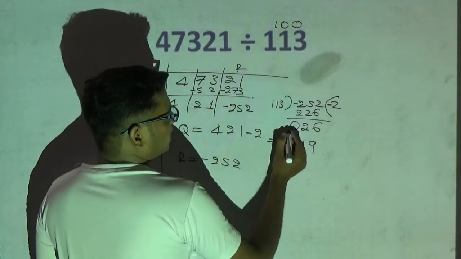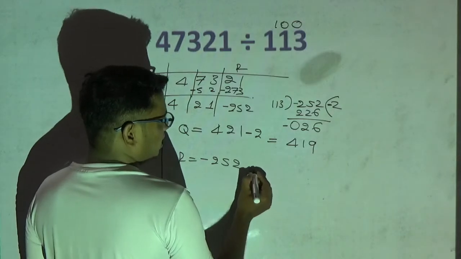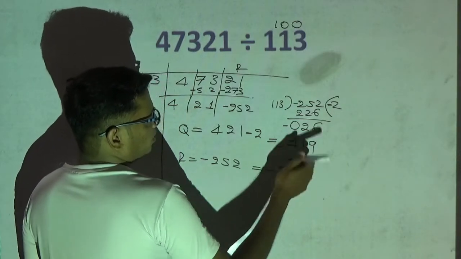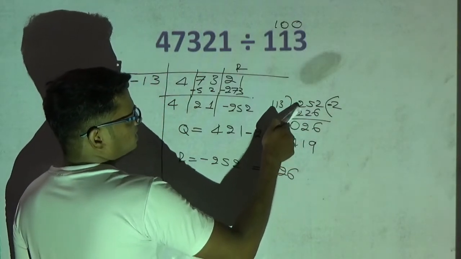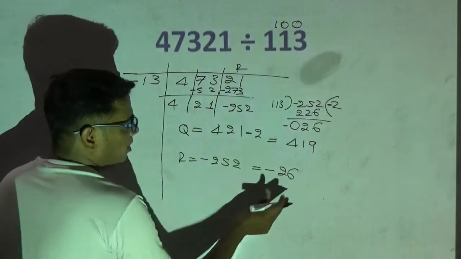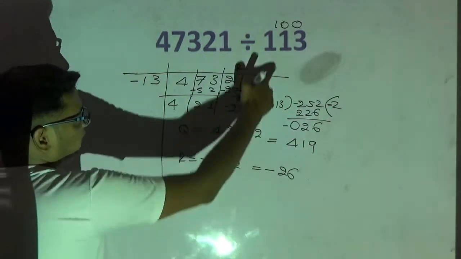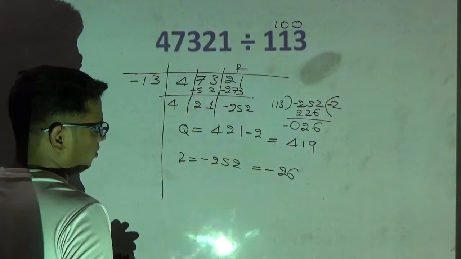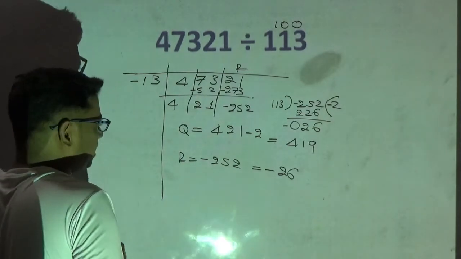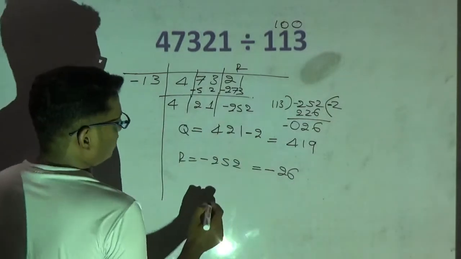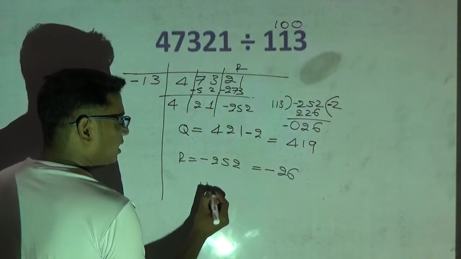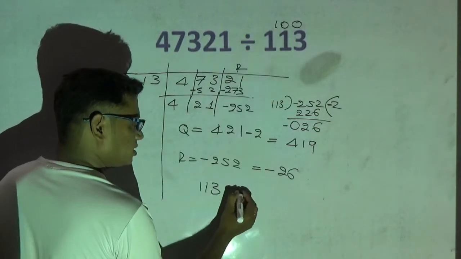Okay. So the final remainder I got is minus 26. See here, minus 252. If I subtract 226, what is the remainder? Minus 26. Whether you can divide this? No, you cannot divide this. But I cannot take a negative remainder. If you are getting a negative remainder, what you need to do is take the given number 113 minus 26.